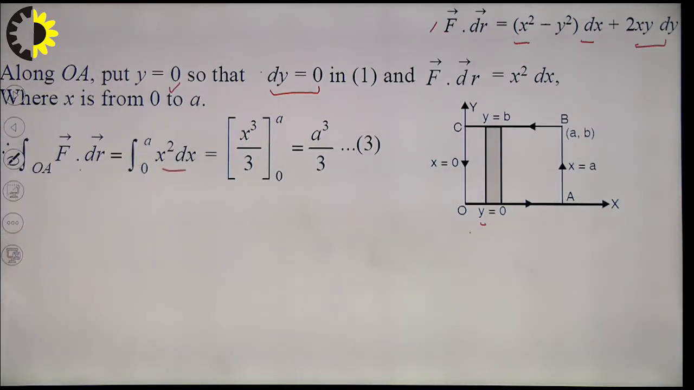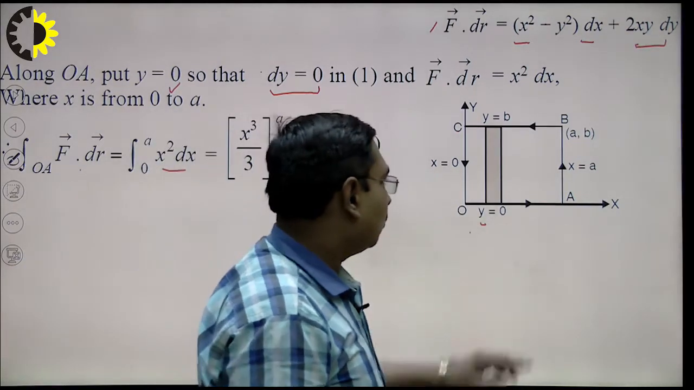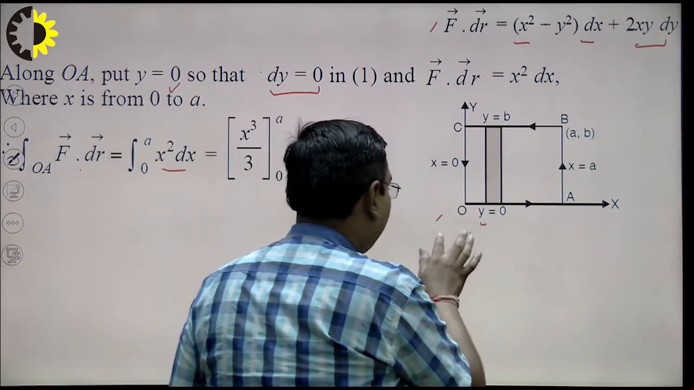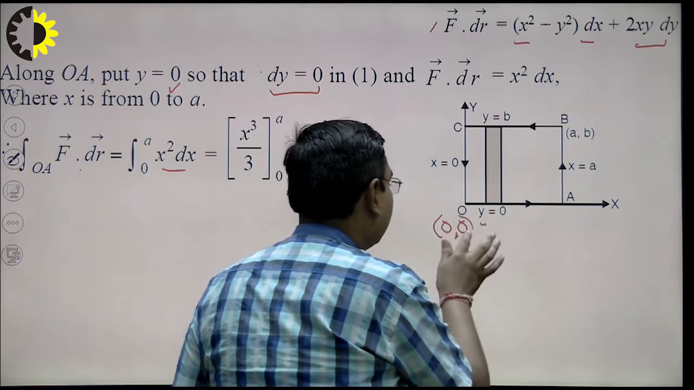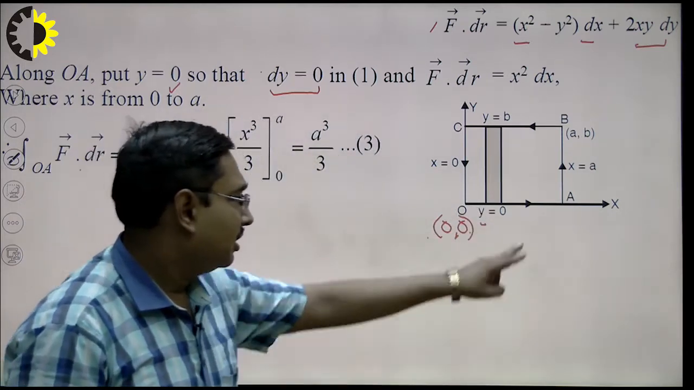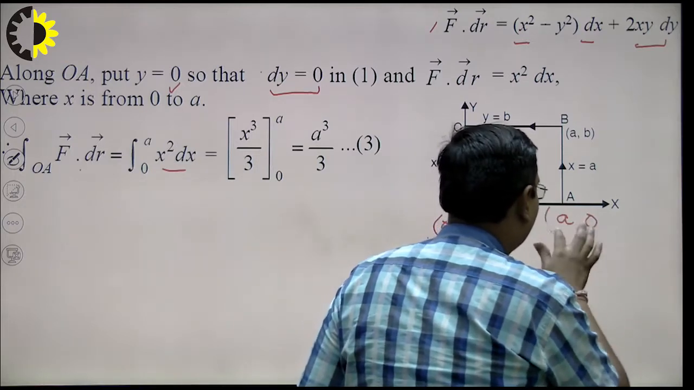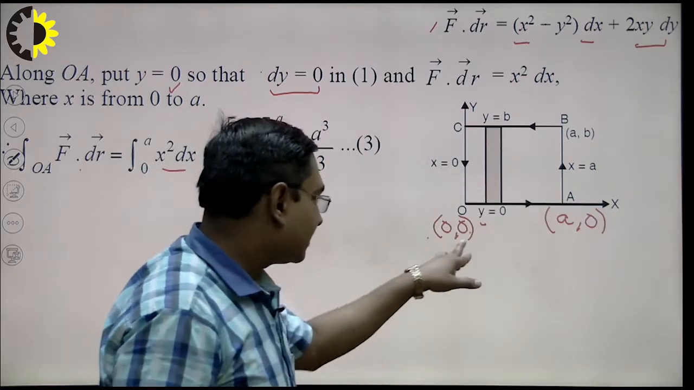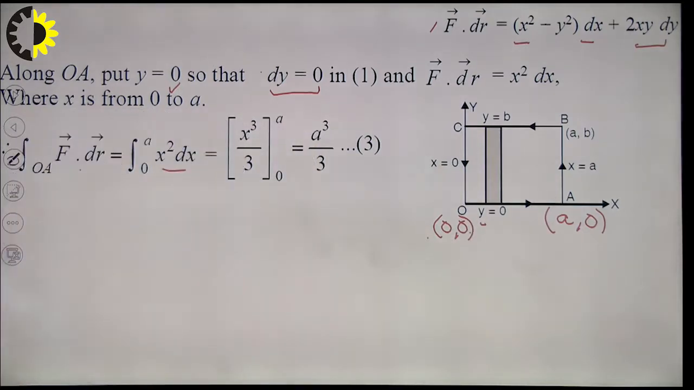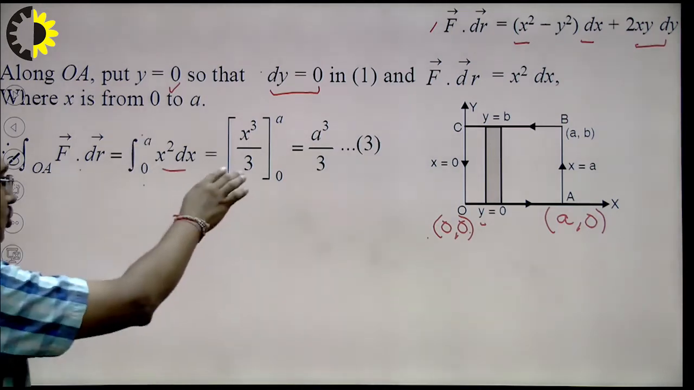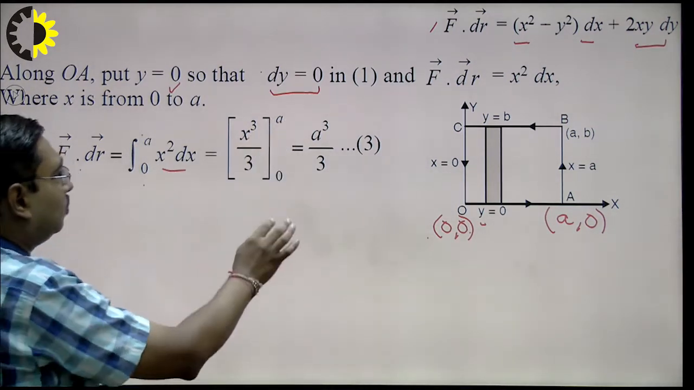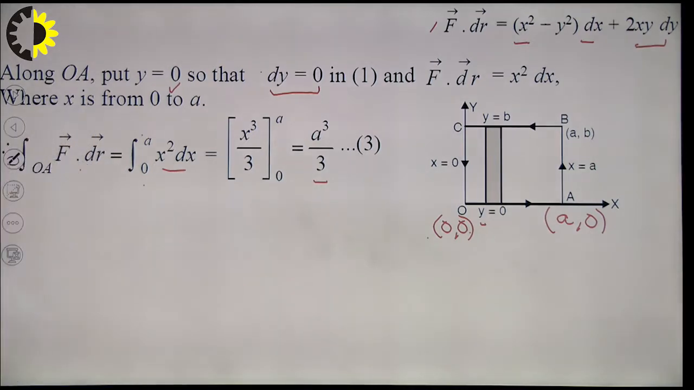Because this term is now in terms of x, I need to apply the limits of x. For this part OA, at this point the value of x is 0 because it is the origin. The coordinates of point A are (a, 0). So x varies from 0 to a, and applying these limits, this integral becomes x³/3. Applying limits 0 to a, the value comes out to be a³/3.